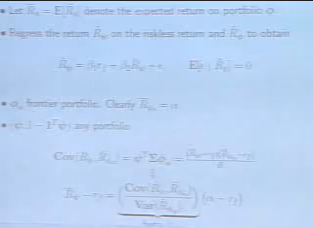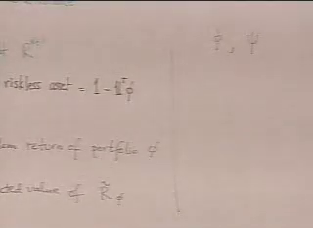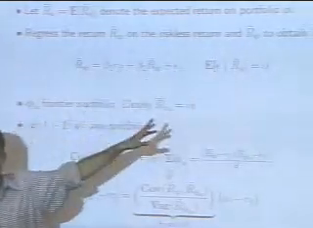So one thing that I'm going to try to do is look at 2 different portfolios. Let's remove this. We don't need this picture right now. So now I'm considering 2 different portfolios, a portfolio phi and a portfolio psi. And what I want to do is regress the returns of the portfolio psi onto the risk-free rate and the return of the portfolio phi. I'm just doing linear regression.